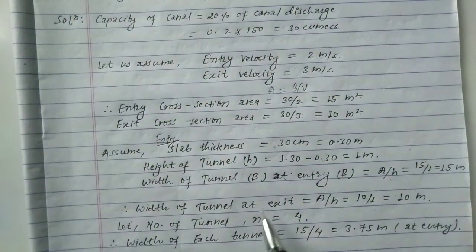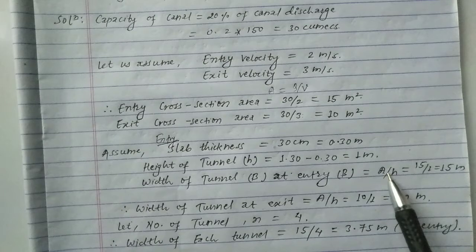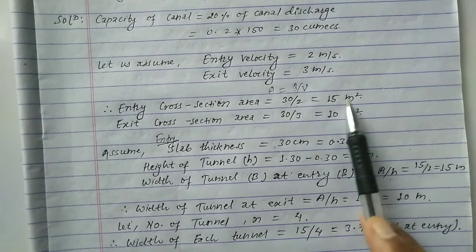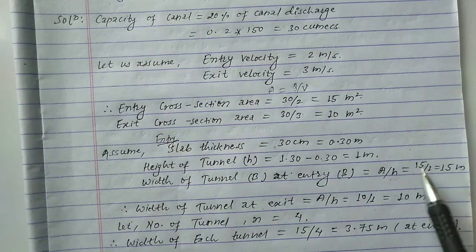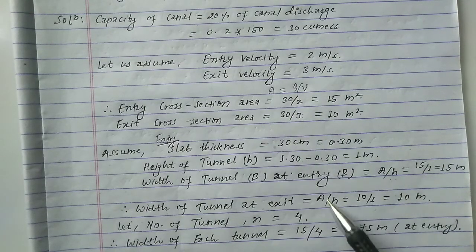Now width of tunnel at the exit. Now we have to calculate width of tunnel at exit as calculated in the entry. We have to just use this, but the area is different. For the entry we have area equal to 15, so we just take 15, and for the exit we have the area calculated 10, so we just take 10. And h is taken 1, then this value becomes 10 meter.